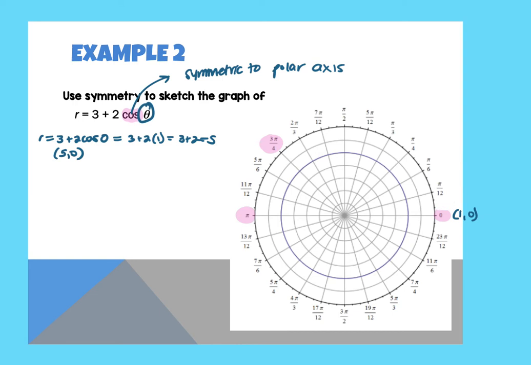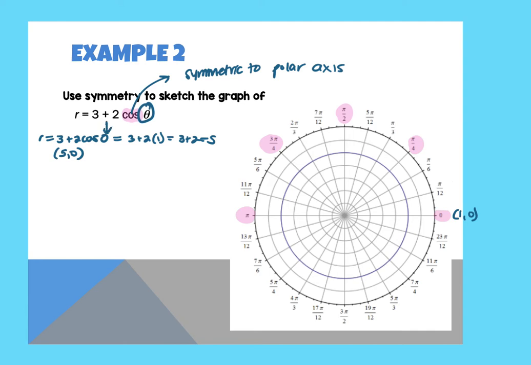I plugged in 0. I said I was going to plug in 0, pi over 4, pi over 2, 3 pi over 4, and pi. You need the quadrant angles you want to plug in, and I said one from each quadrant. There are going to be times, as we get more comfortable with these, in which you plug in different ones, but for now we're going to plug these in.